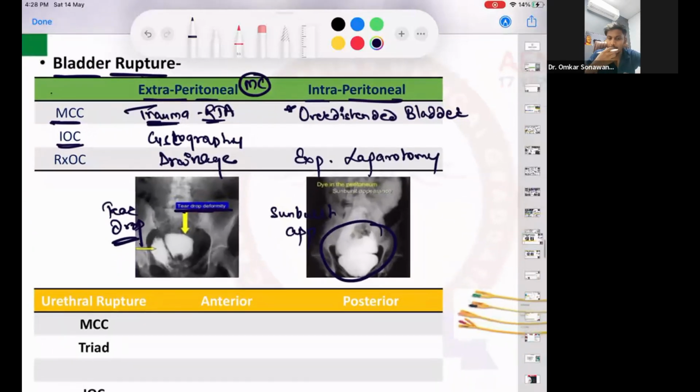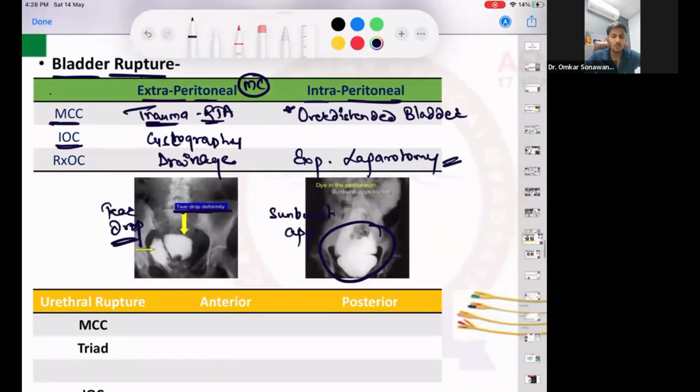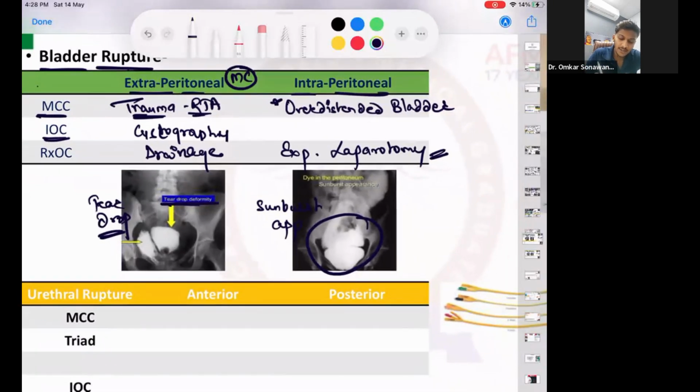But in extraperitoneal, you will first of all do a drainage. If required, you will also perform a repair. And what is this? This is a rubber catheter which is inserted. This is what a Foley's catheter looks like.